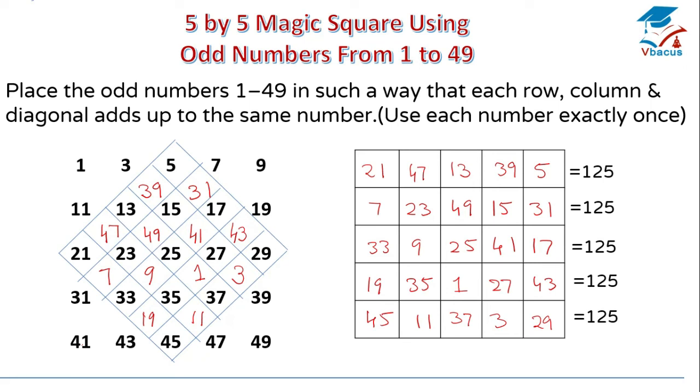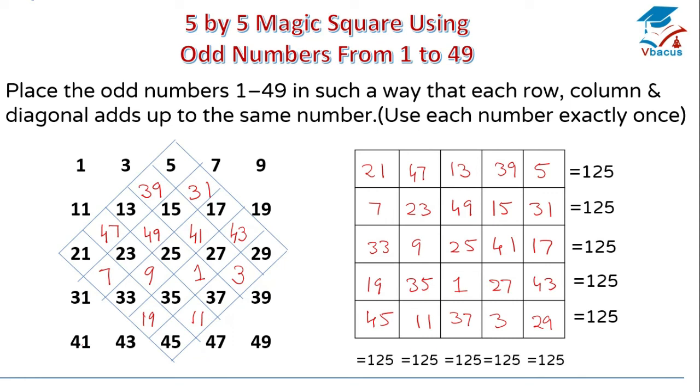Let us see column wise. 21 plus 7 plus 33 plus 19 plus 45 is equal to 125. 47, 23, 9, 35, 11, if you add up, it will become 125. 13, 49, 25, 1, 37 is also equal to 125. 39, 15, 41, 27, 3 is also equal to 125. 5 plus 31 plus 17 plus 43 plus 29 is equal to 125. And let us see diagonals.